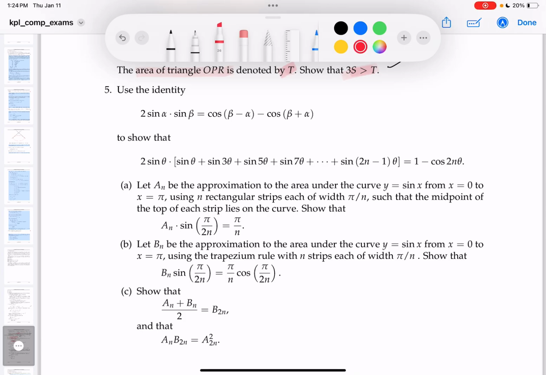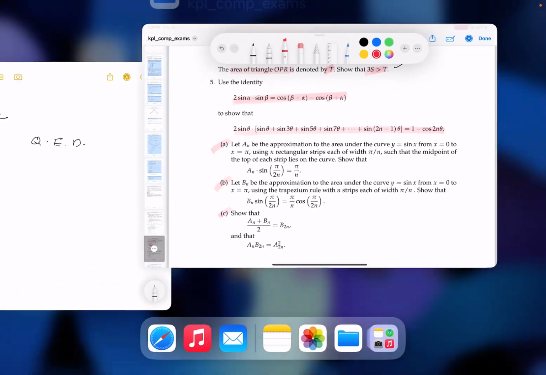Number 5 has an identity it starts off with. It says, use this identity here. That should be somewhat familiar to you. It's a product of difference or a product of sum, depending how you want to look at it. And they want me to use this to show this over here. So we'll do that, and then we'll start going through A, B, and C. But we do one thing at a time.